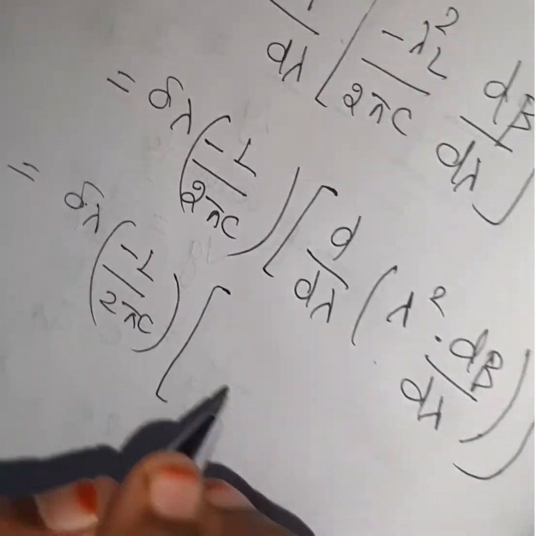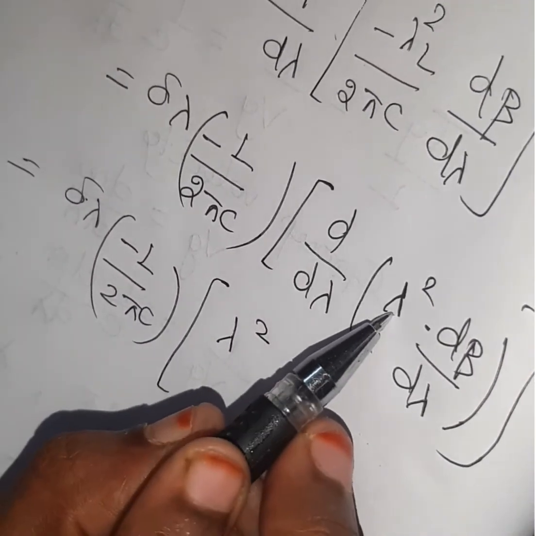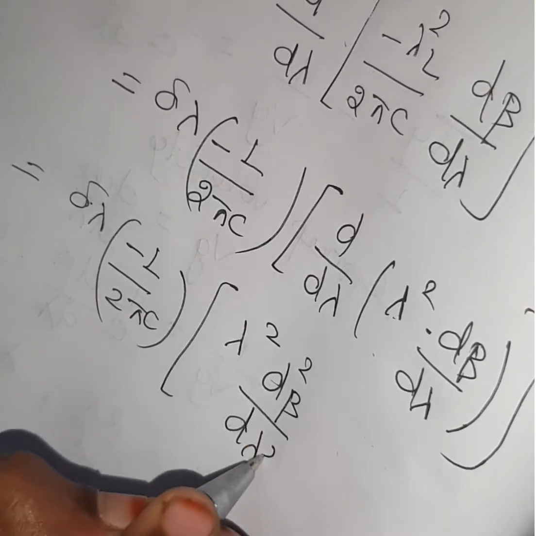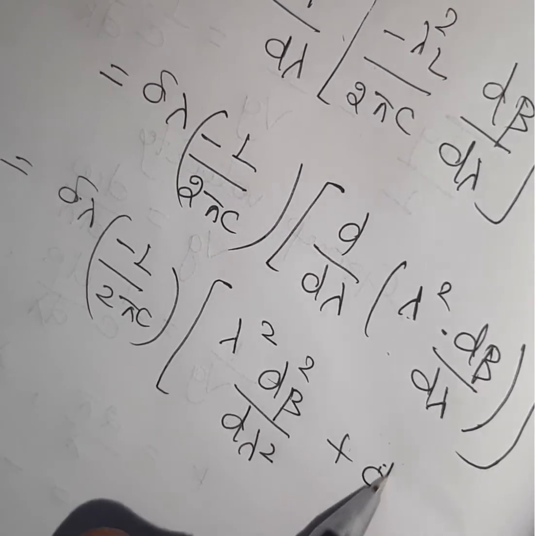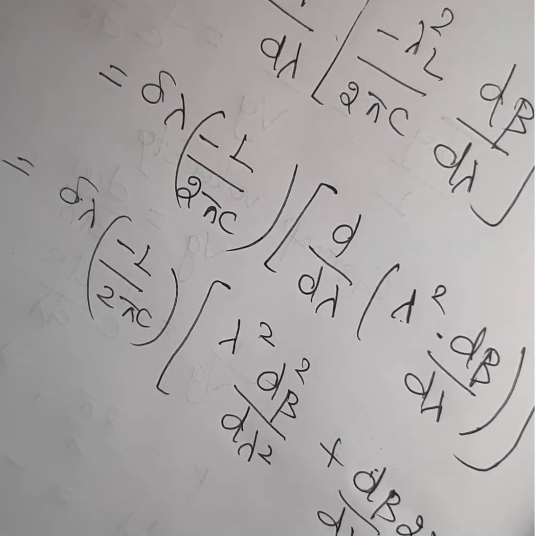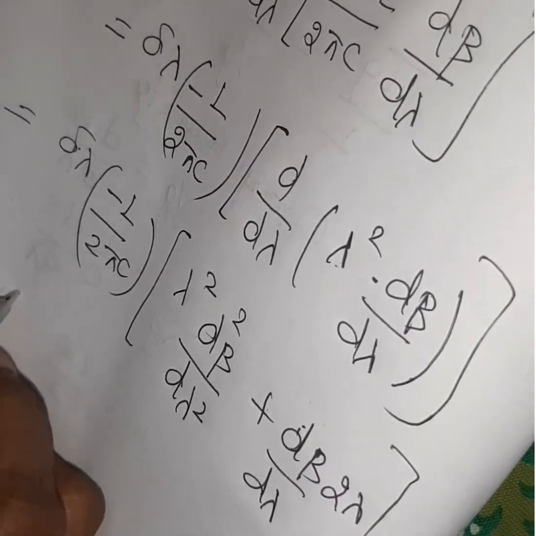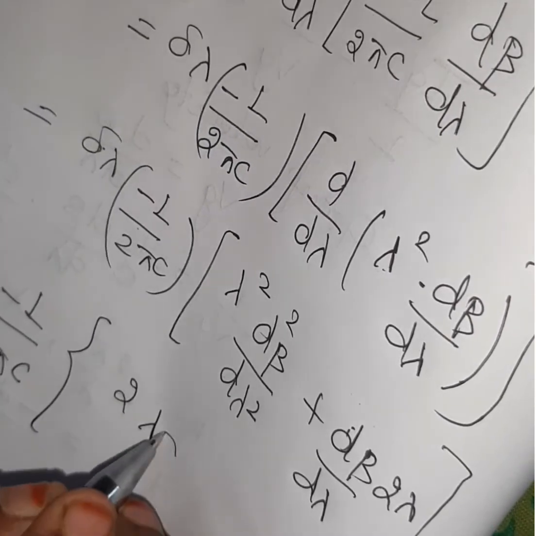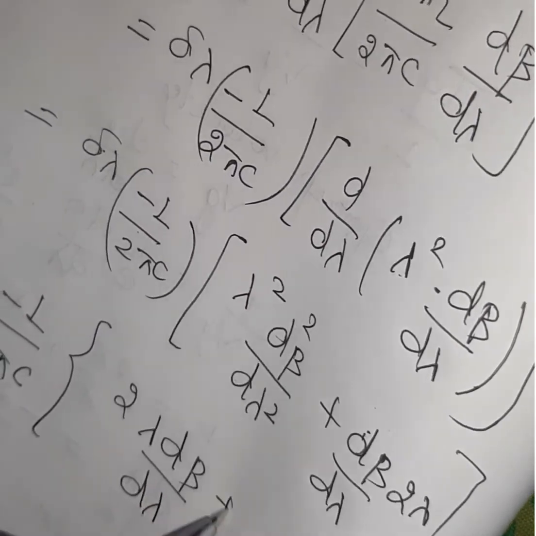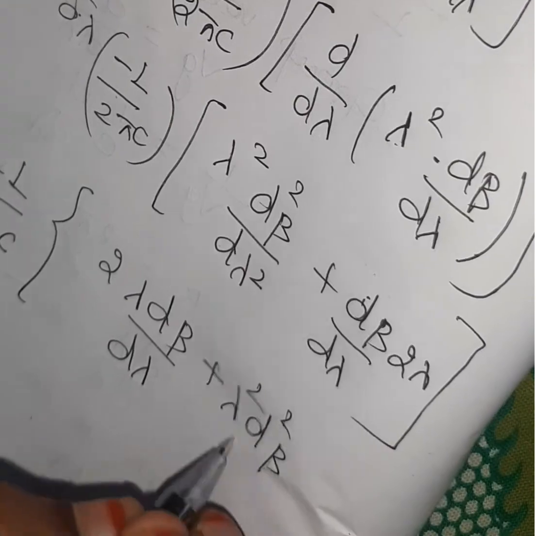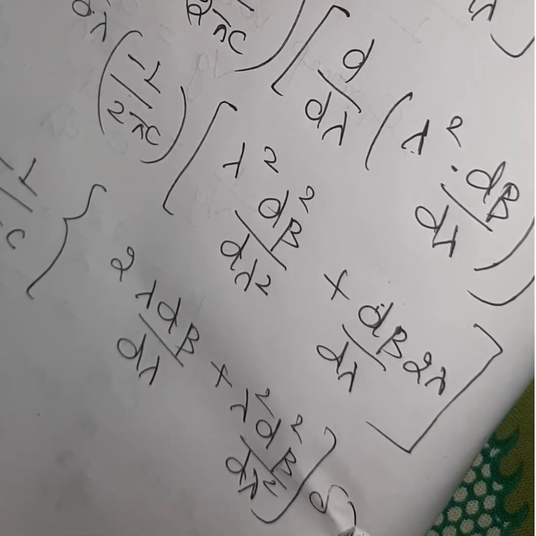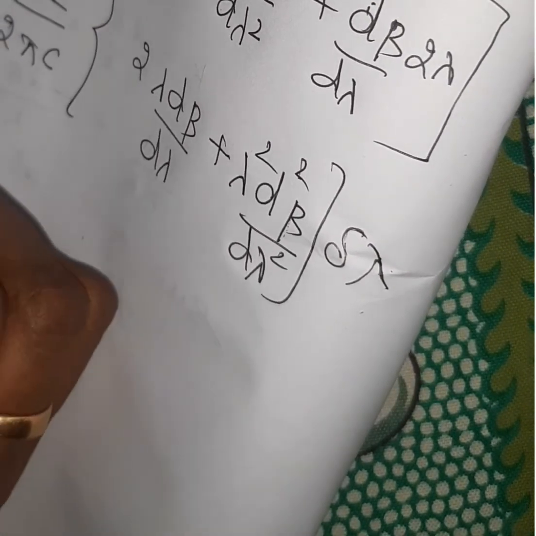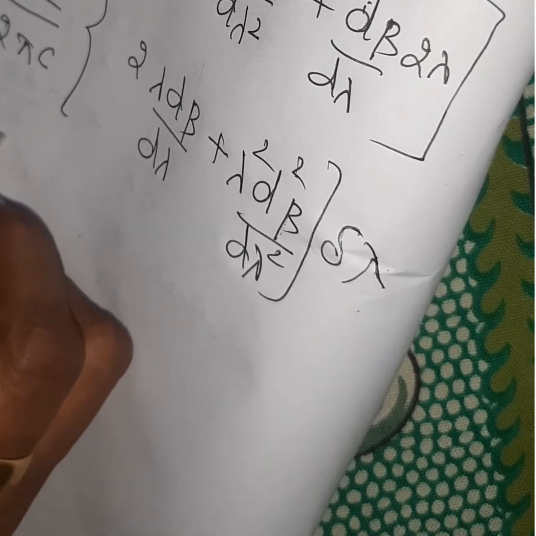If you differentiate, what is the value? By the UV method, keep lambda squared and differentiate d beta by d lambda, so it becomes d squared beta by d lambda squared, plus keep d beta by d lambda as it is and differentiate lambda squared, you get 2 lambda. Now simplify: minus L by 2 pi c into 2 lambda d beta by d lambda plus lambda squared d squared beta by d lambda squared, into dou lambda. It is a partial differentiation, and this is in terms of the spectral component.